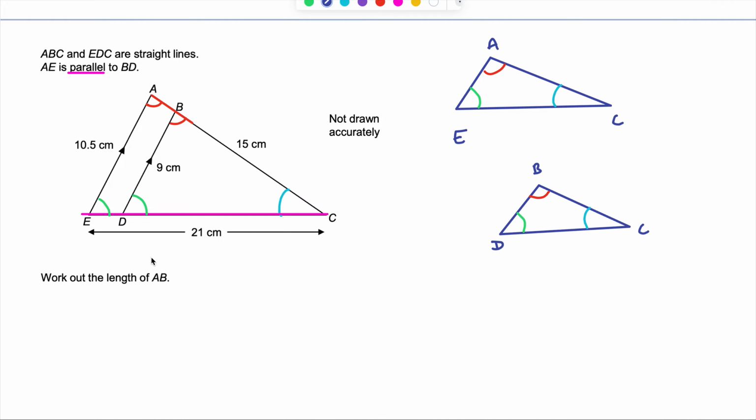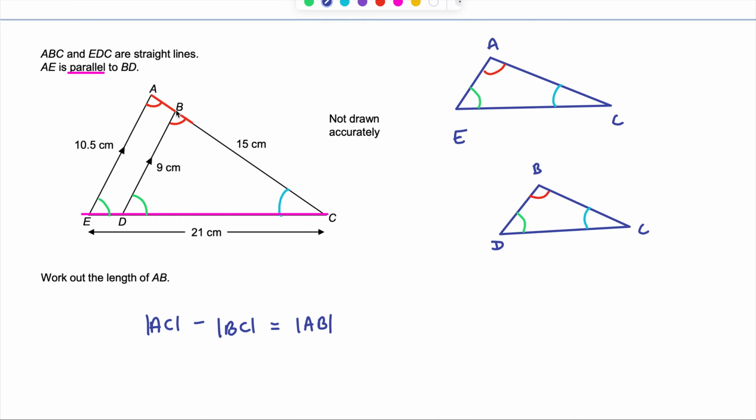Now, what I need to look at is I need to work out the length of A to B. So I know what B to C is. So if I could figure out A to C, so the length of A to C, take away the length of B to C, sure wouldn't that give me AB? The length of A to B.